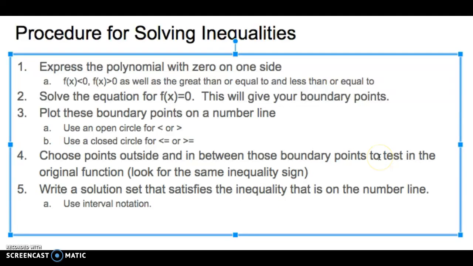You're going to put them into the original function, and once you've tested them in the original function, you're going to say if it's less than or greater than 0, so that way you can compare it back to how your original setup of the problem was. Then you're going to write the solution set that satisfies the inequality that is on the number line. So you're going to use interval notation for that. Whatever you end up using on your number line itself, you're going to then write the final solution set using interval notation. So let's go through this first one step by step and see how it's going to work out.